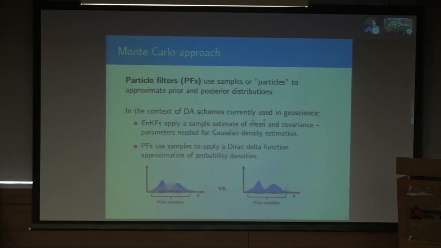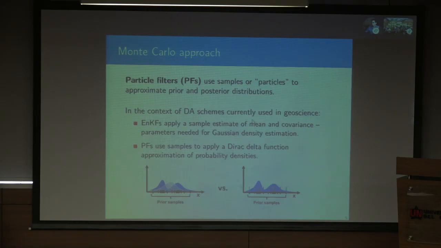And on Tuesday, we talked about particle filters and how they approximate these densities that we're after. Just to provide a quick recap, in the context of data assimilation schemes that we currently use for geoscience, which include ensemble Kalman filters, we apply this Monte Carlo approach and use the samples to estimate a mean and error covariance for the variables that we're after. That's all we need to come up with a Gaussian representation of our quantities.